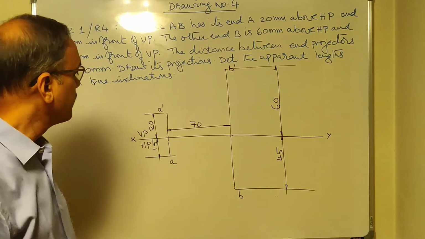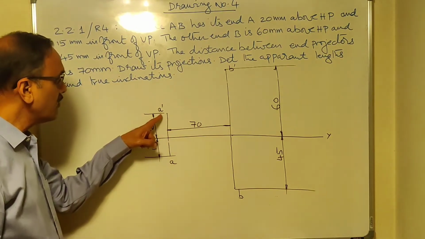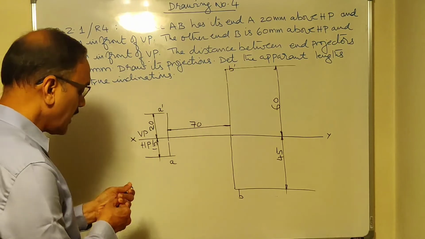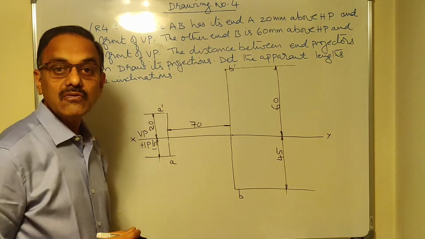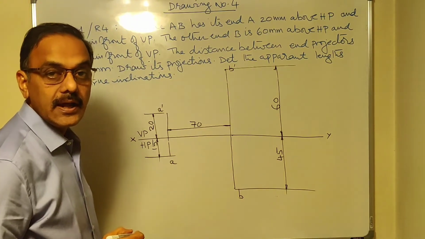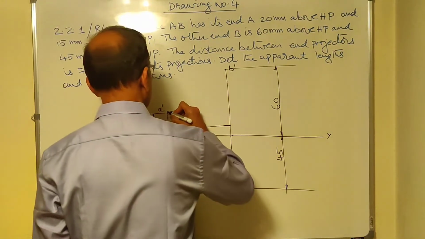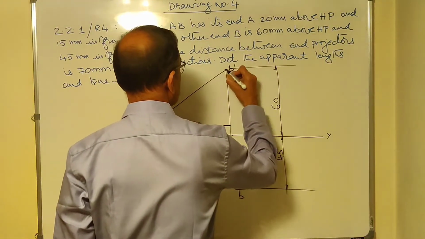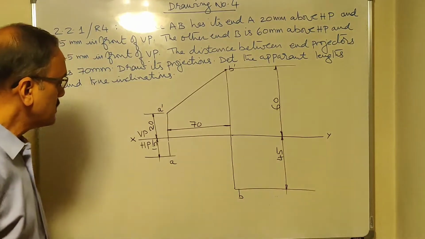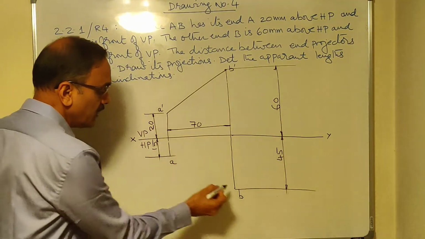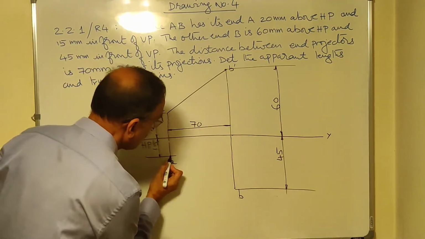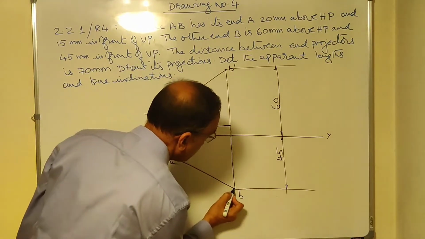So this is the front view of A and this is the front view of B. When I connect them, I get the front view of the line AB. This can be made dark. This line has to be dark. Similarly, if you connect the top view of A and top view of B, you get the top view of the line AB. This also will be made dark.